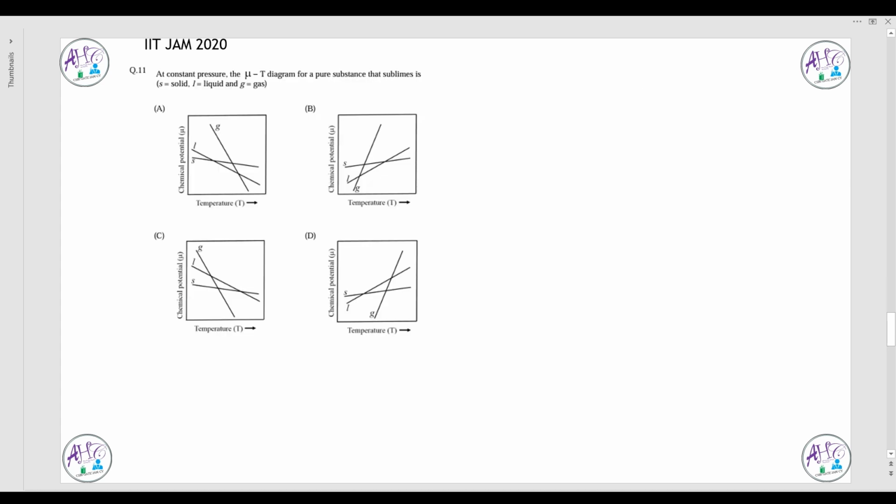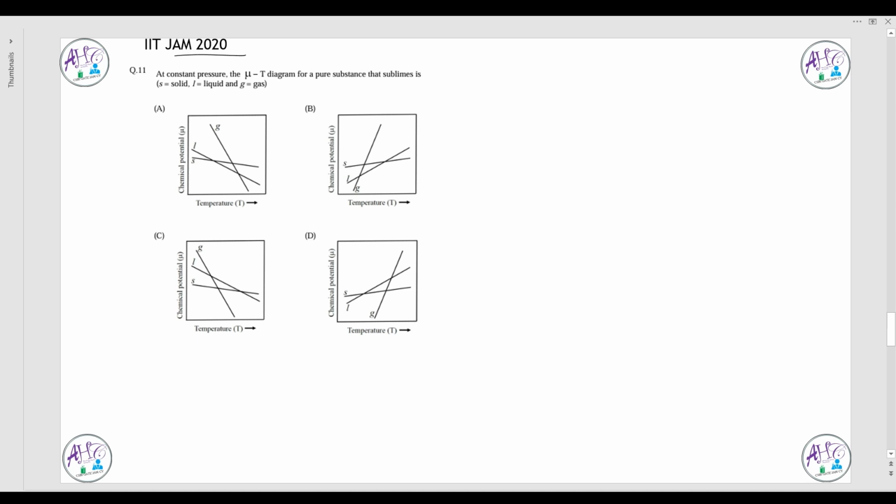Okay. Next question. This is from IIT JAM 2020. Here they have asked: at constant pressure, the mu-T diagram for a pure substance that sublimes. So they have asked for the chemical potential versus temperature diagram.